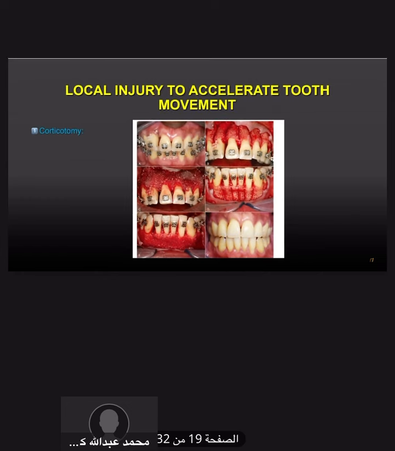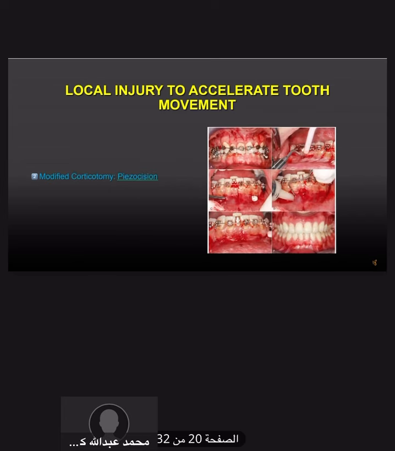There are some ways to increase or accelerate the tooth movement. One of them is corticotomies. When we apply braces and we want to achieve the movement faster, we can do bone cuts around the teeth, which enhances the blood flow in that area and movement of the chemicals, resulting in faster resorption and deposition.